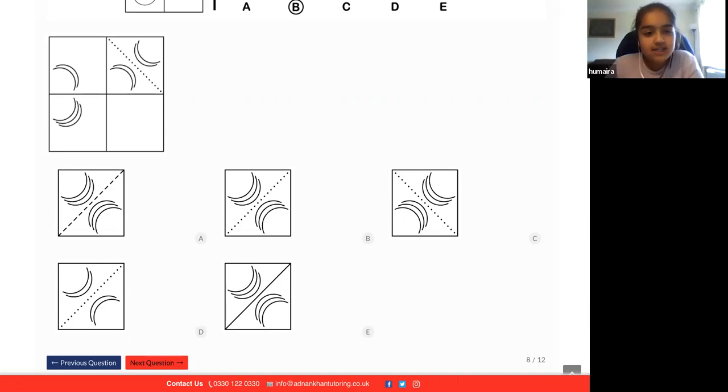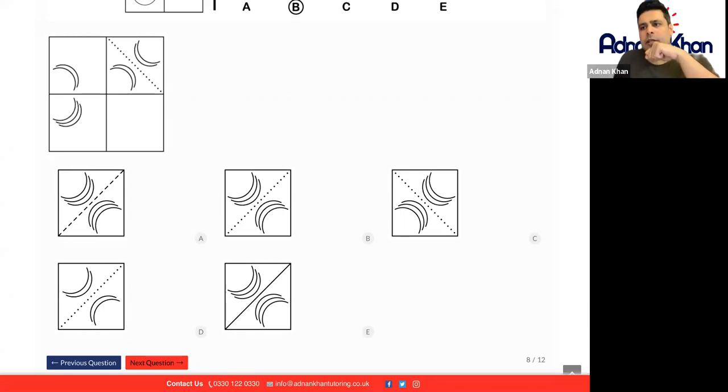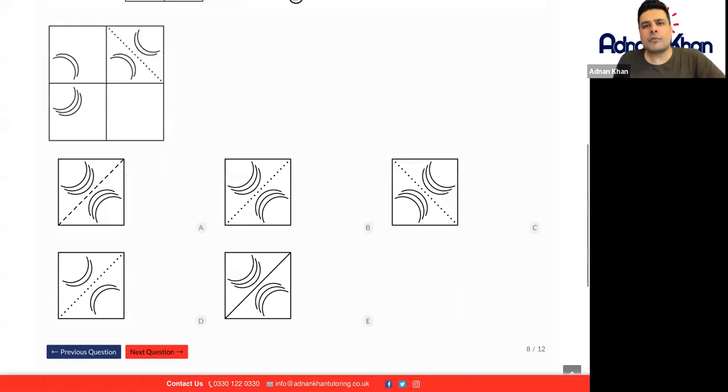Have a look at this, Homera. What do you think about these ones? I think it's going to be C. C, okay. Let's have a look at this, and I'll give you a hint for this one as well. So question number 8. So moving from left to right, like we do, the arcs, these are arcs here, are reflected in a dotted line. Can you see? So moving from left to right, we've got a dotted line in the middle, and this arc is then reflected on the other side, like a mirror image. Can you see that? Yeah.